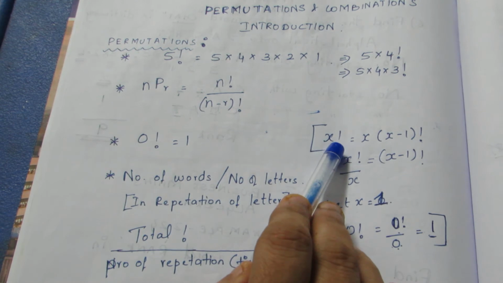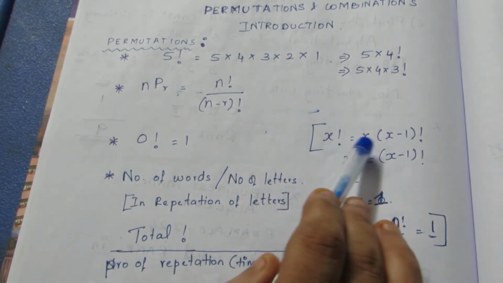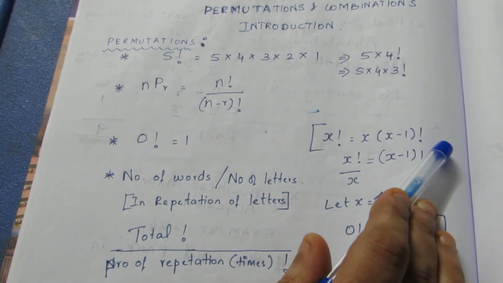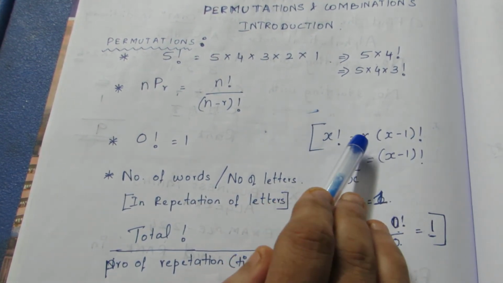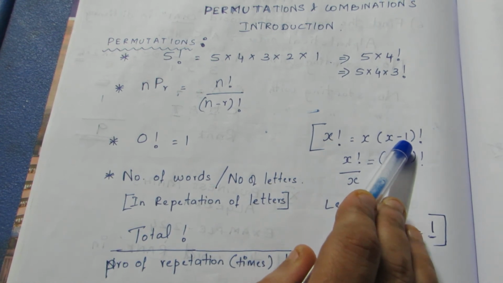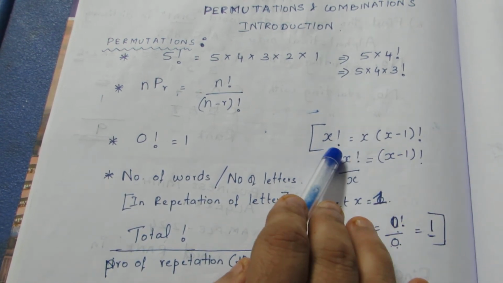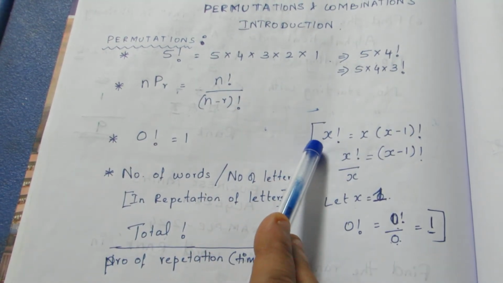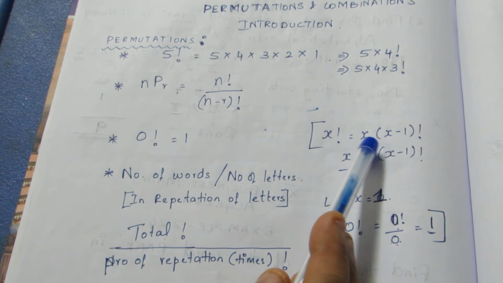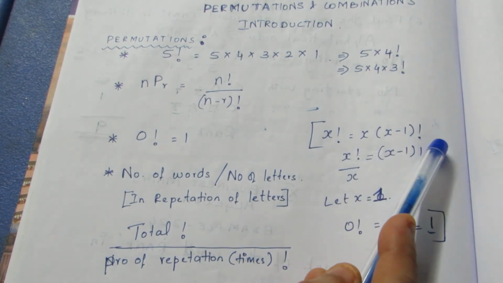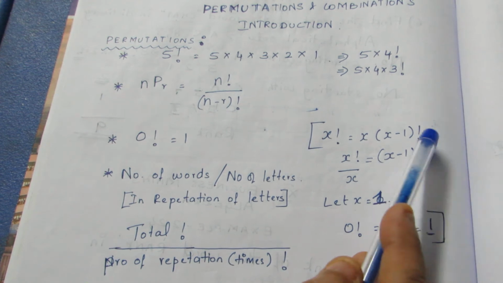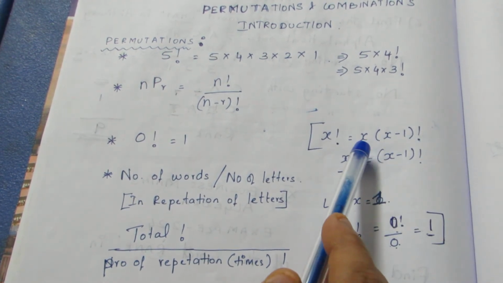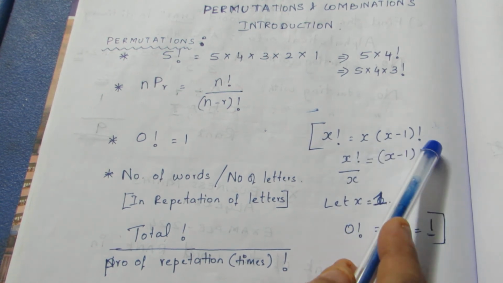We know that x factorial is x in descending multiplication: x into x minus 1 into x minus 2, and so on. Instead of that, I can write x factorial to be x into x minus 1 factorial. This is very clear, right? 5 factorial is 5 into 4 factorial. The same way, x factorial is x into x minus 1, the next will be x minus 2, the next will be x minus 3, all multiplied together. So I can write this as x into x minus 1 factorial.